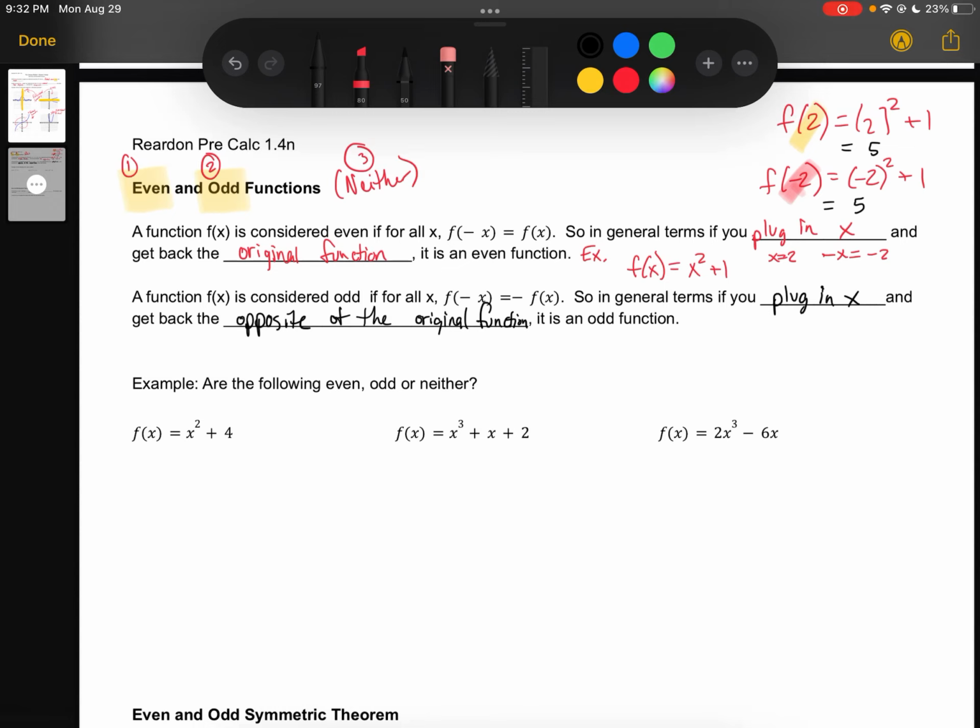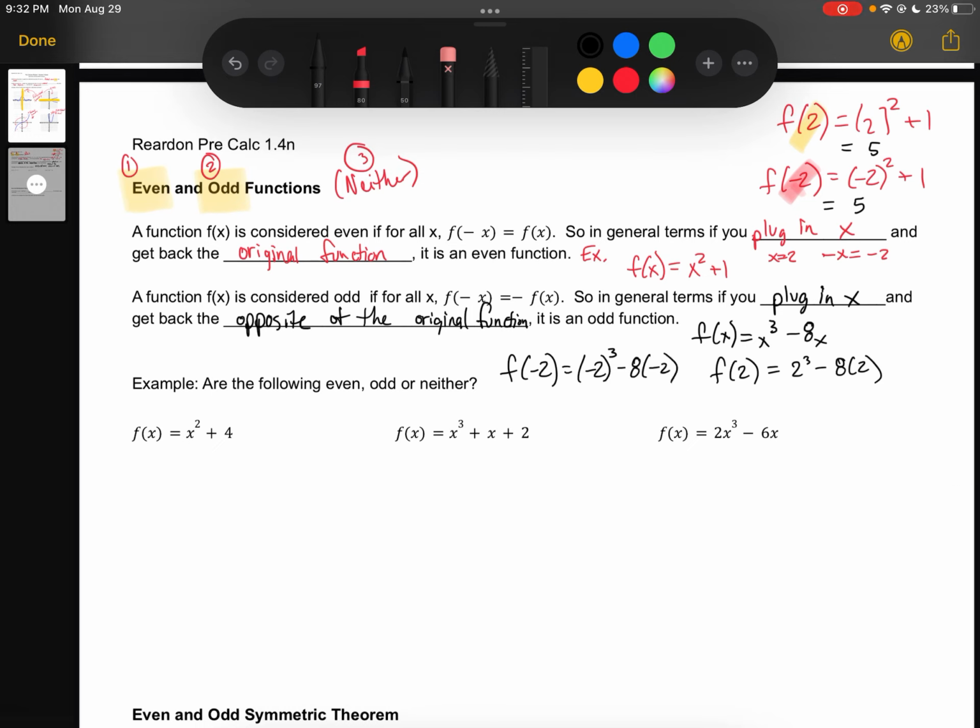So another example of this, just to demonstrate what we're talking about here, let's say we had something like f of x equals x cubed minus 8x. And let's do the same thing. We'll do 2 and negative 2. So if we had f of 2, and directly beside it here, we'll do f of negative 2. We'll do 2 to the third minus 8 times 2. And over here, we'll do negative 2 to the third minus 8 times negative 2.